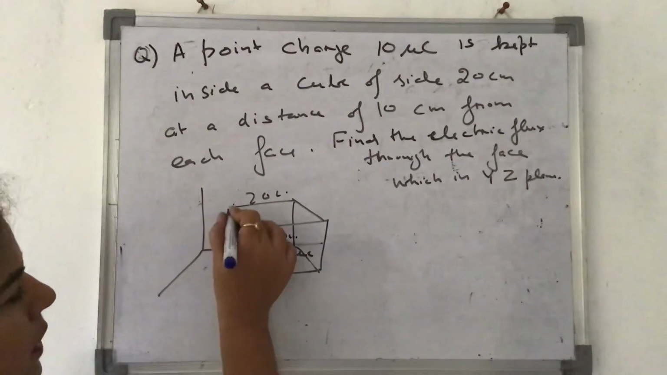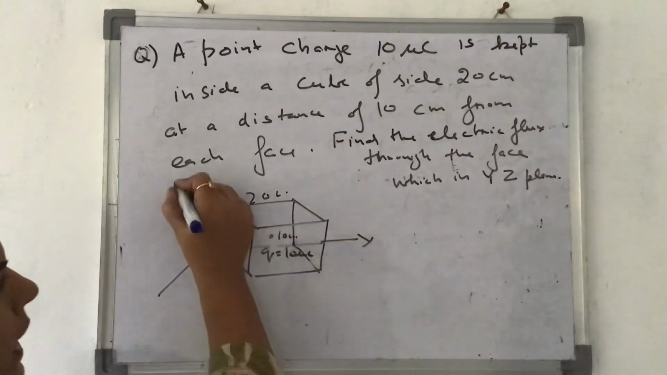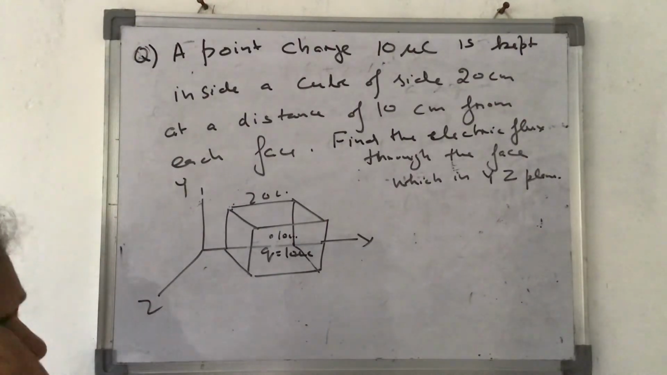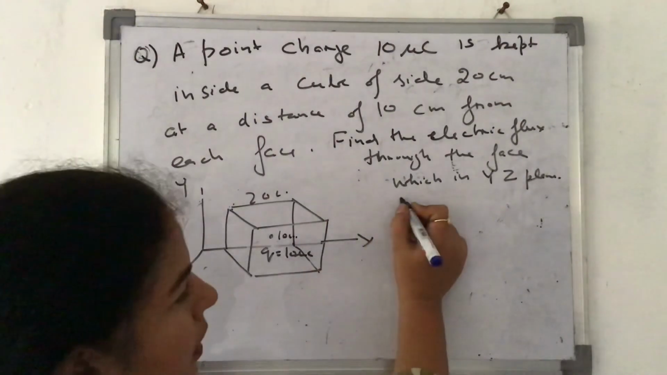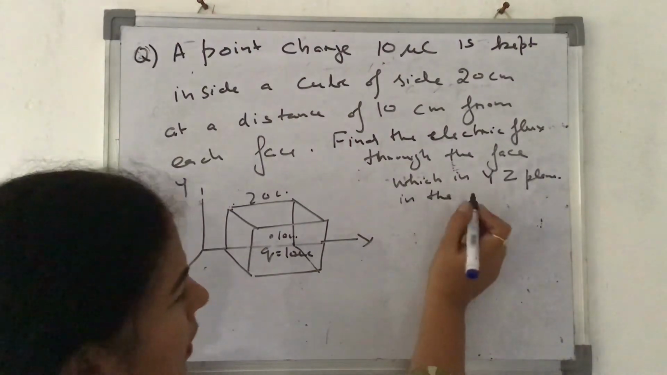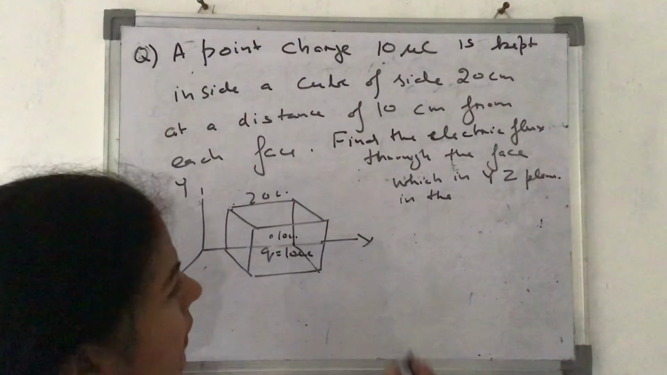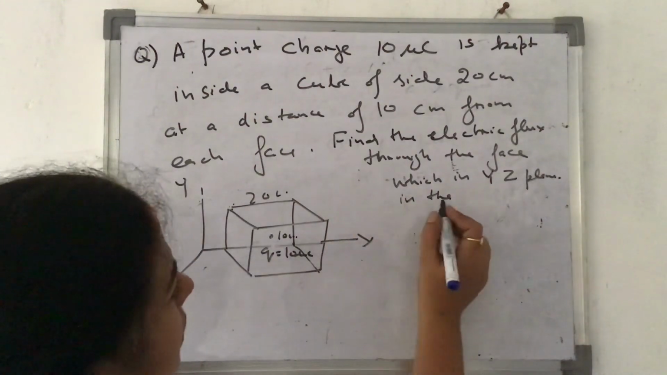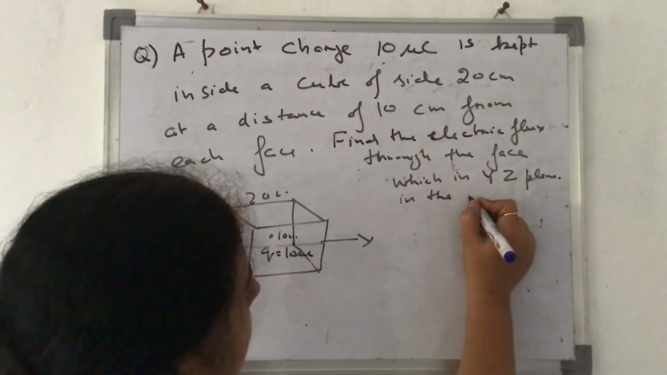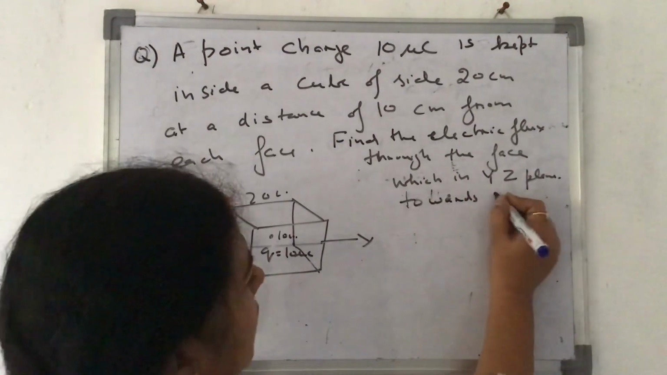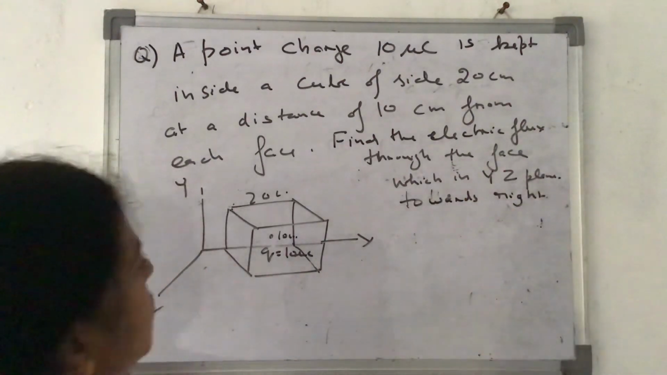And I'm talking about this x-axis, this is y-axis, this is z-axis. इसमें जो find the electric flux through the face which is in YZ plane. I'll just mention which YZ plane. YZ plane. In the right, towards right. इतना सब कुछ पूछ लिया.